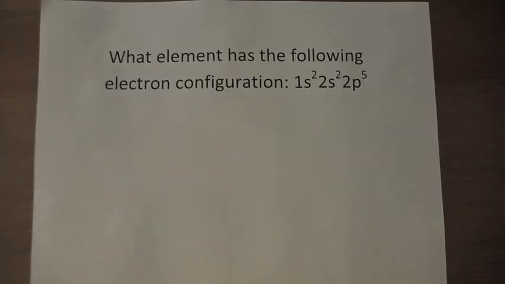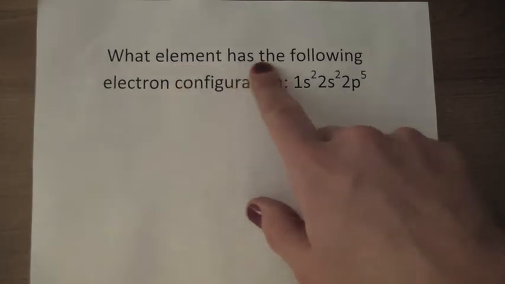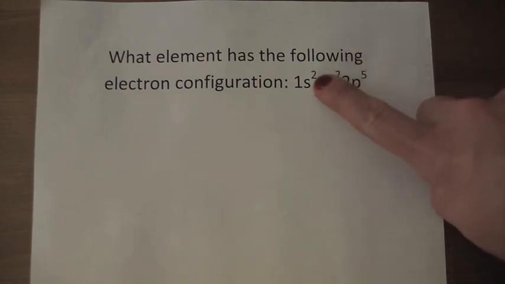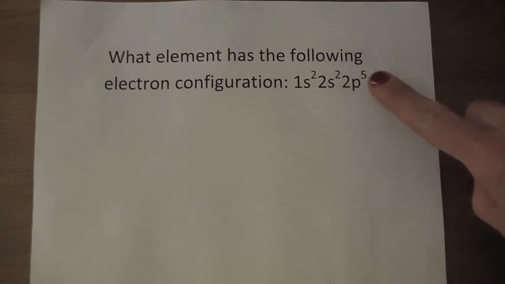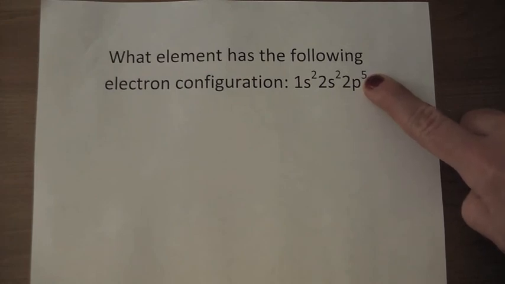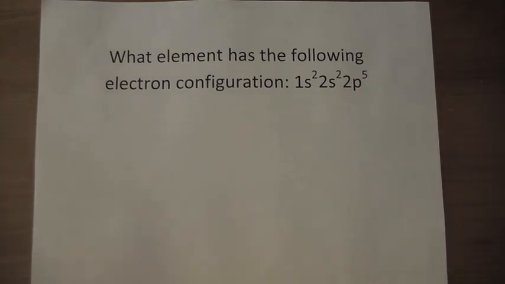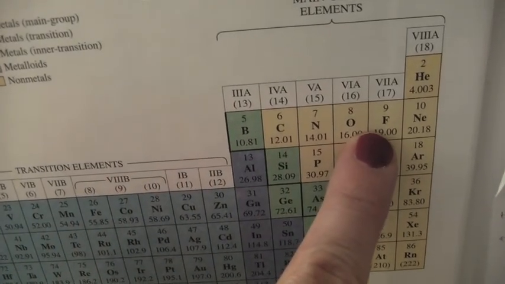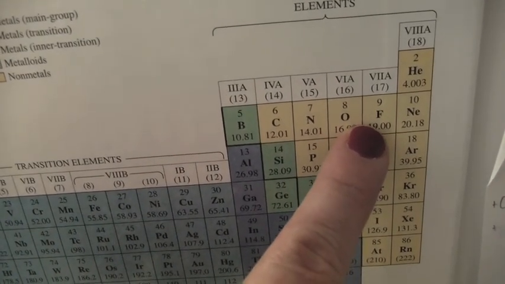Here's an example problem for us. What element has the following electron configuration? Well, here's a quick trick. How many total electrons do I have? 2, 4, 9. I have 9 total electrons. Look on your periodic table and figure out what element has 9 electrons. Fluorine has 9 electrons. So the electron configuration was for fluorine.